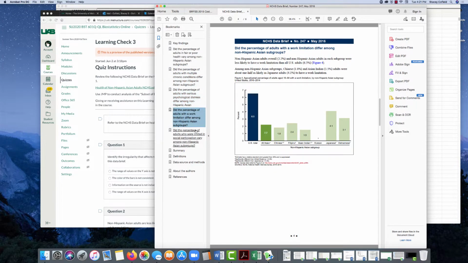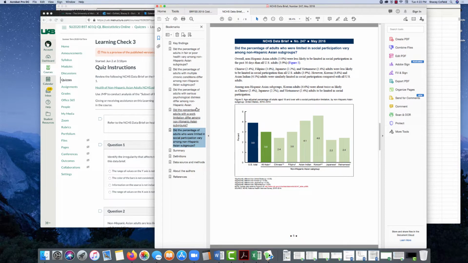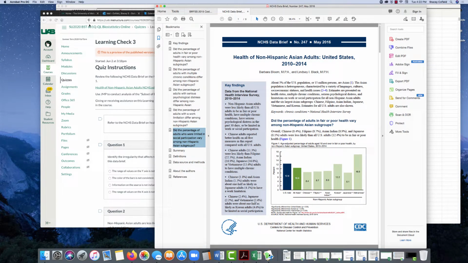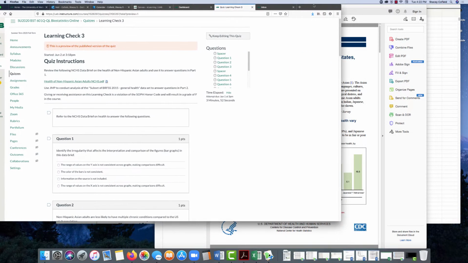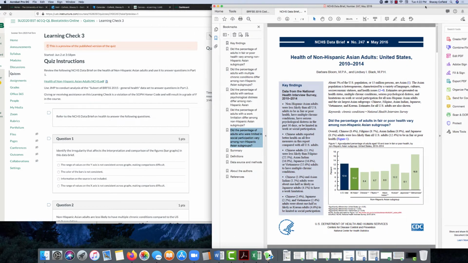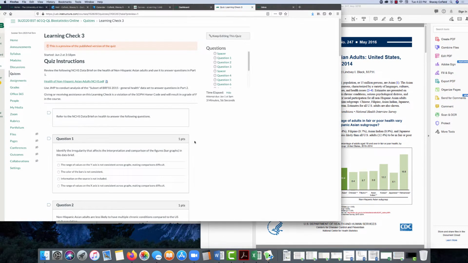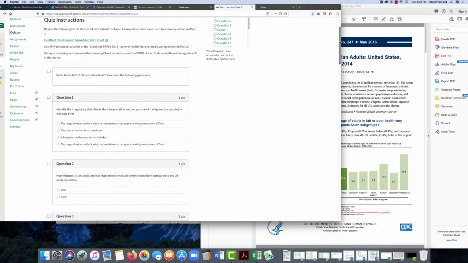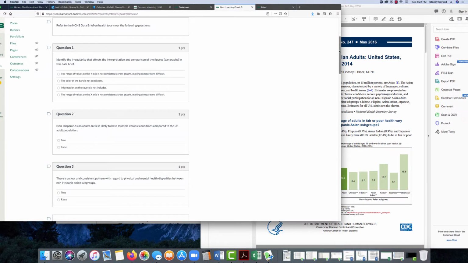Now your graphs, this is a fairly simple one, so your graphs might look a little bit more like this, or they might be a little more complex depending upon the questions you've chosen. So let's specifically look at what Learning Check 3 covered here. In the first question for this data brief, identify the irregularity that affects the interpretation and comparison of the figures in this data brief.